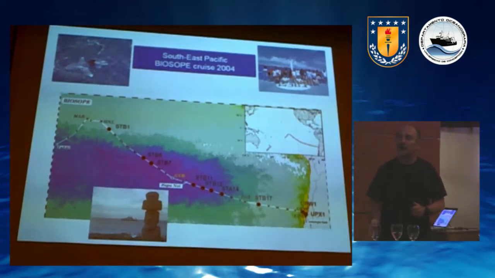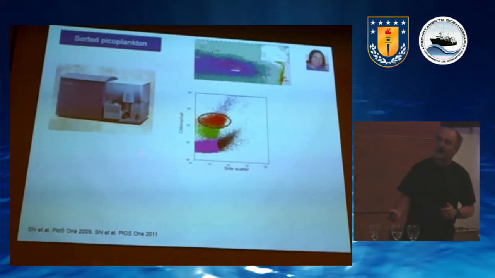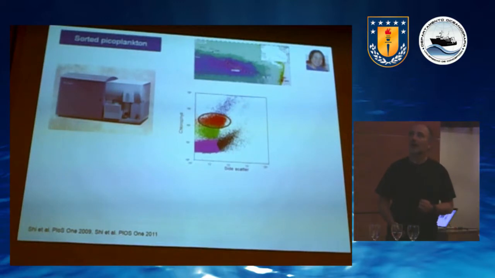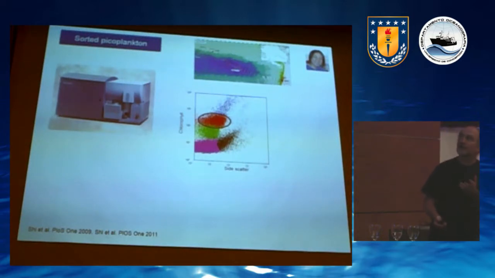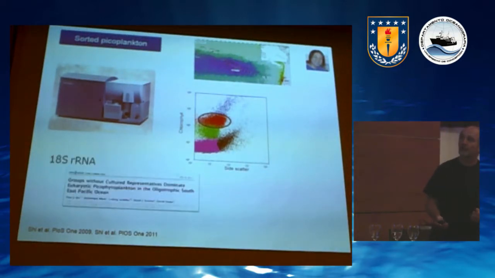So what we did is we used flow cytometry, and we sorted different populations, and especially populations of pico-eukaryotes. And one postdoc in my lab, Xiao Li, then did clone libraries. At this time, it was still clone libraries. And to identify which were the populations of pico-eukaryotes that we would find in these different waters.